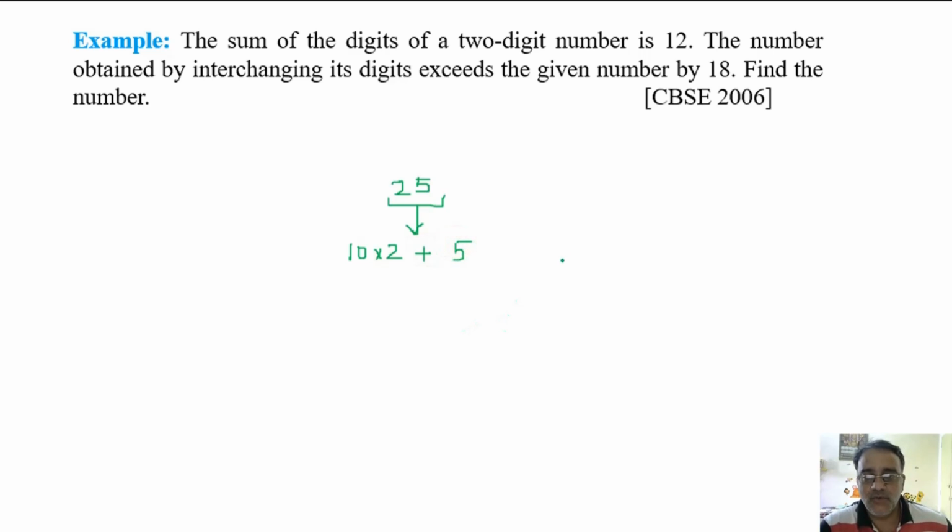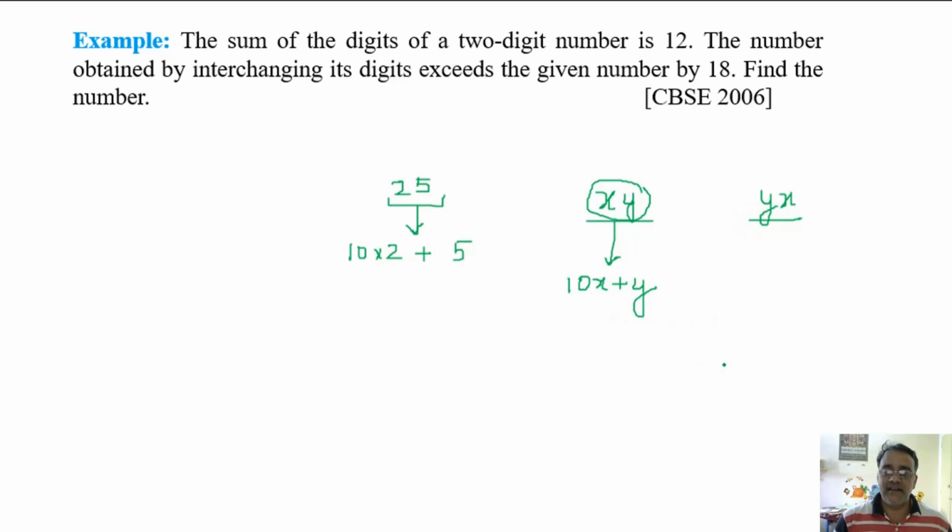Okay. So what we are going to take in this question, हम लोग क्या करेंगे, यूनिट प्लेस का डिजिट y लेंगे, राइट, एंड टेंस प्लेस का डिजिट x लेंगे. So our number will become 10x plus y. This is the original number. Now the number obtained by interchanging its digit. If you interchange xy means yx, so what will be the number? 10y plus x.